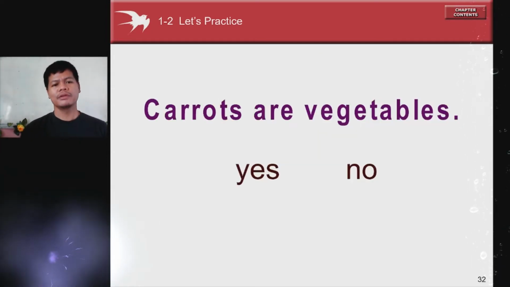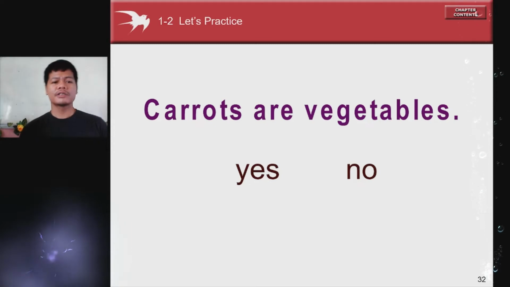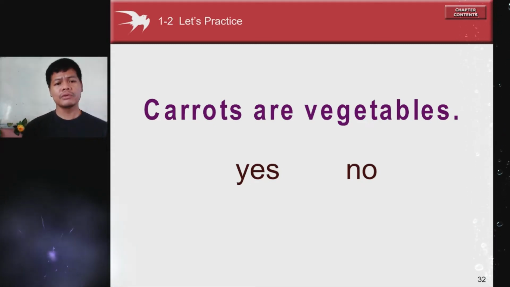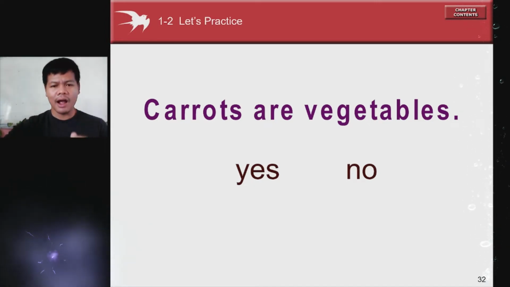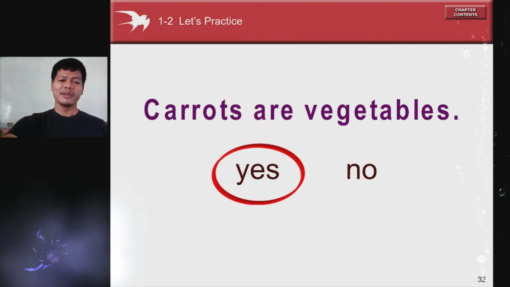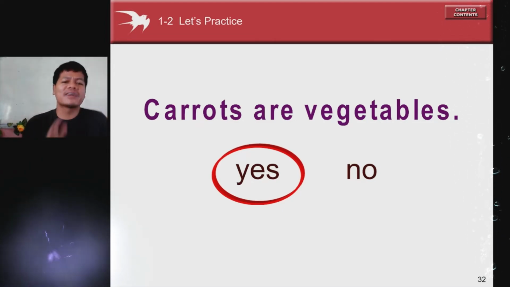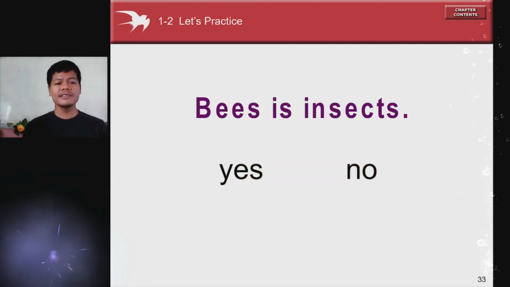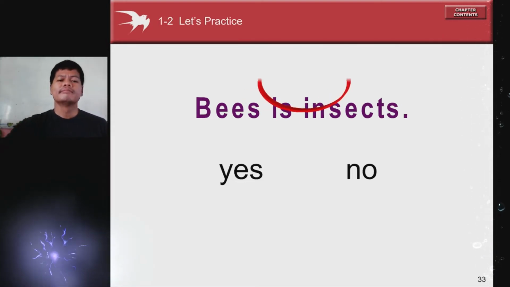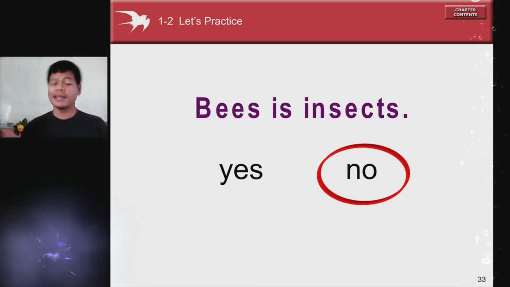Carrots are vegetables. It is all. Someone asks you, or someone tells you, carrots are vegetables. Yes or no? Can you answer? Carrots are vegetables. Yes. Oh, I don't know. I think carrot is a fruit. No. Carrots are vegetables. Okay. Bee is an insect. Yes or no? No, because bee is a bug, not an insect. Do you know the difference between insects and bugs? I ask you.